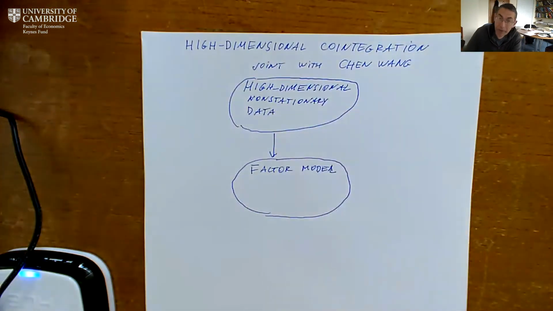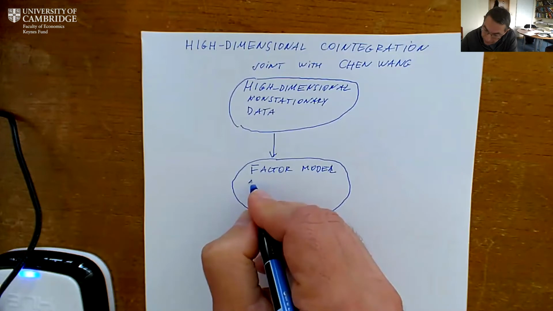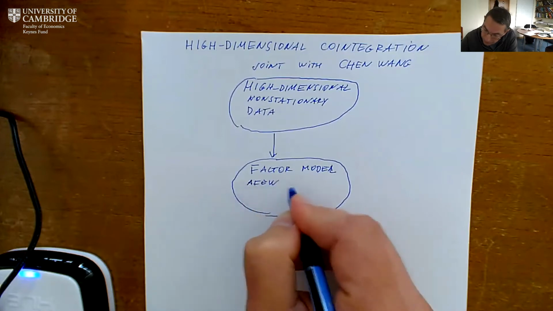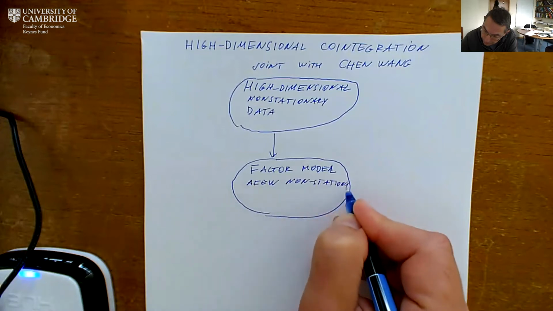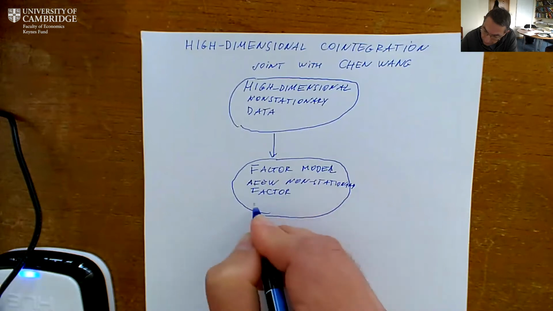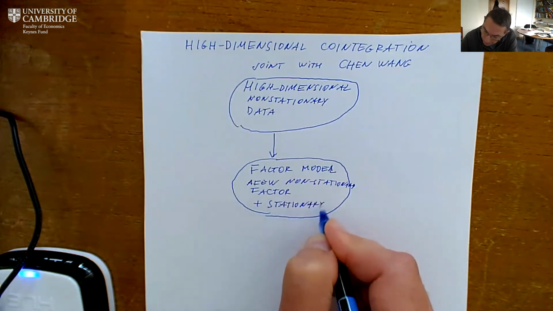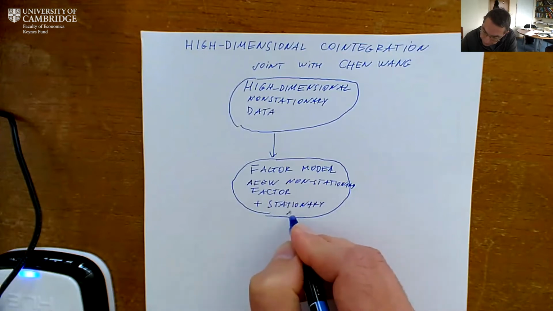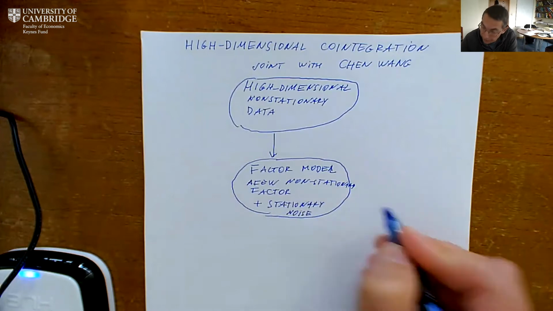When you talk about non-stationary data, very often people model it still using a factor model with a few non-stationary factors, plus stationary noise. There are a lot of models like this. And these models will imply cointegration big time.